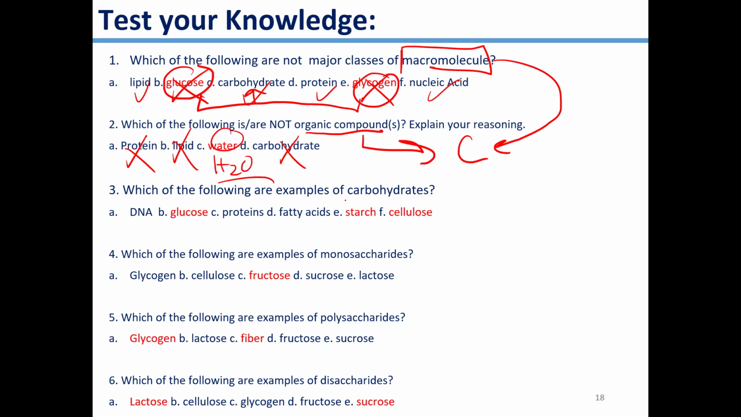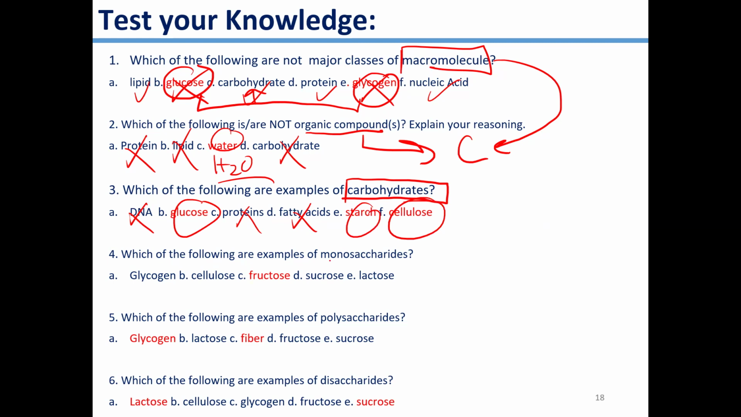Which of the following are examples of carbohydrates? Again, DNA, protein, and fatty acids are all different macromolecules. We're looking at the specific macromolecule, carbohydrates. So we know glucose, starch, and cellulose are going to be those.